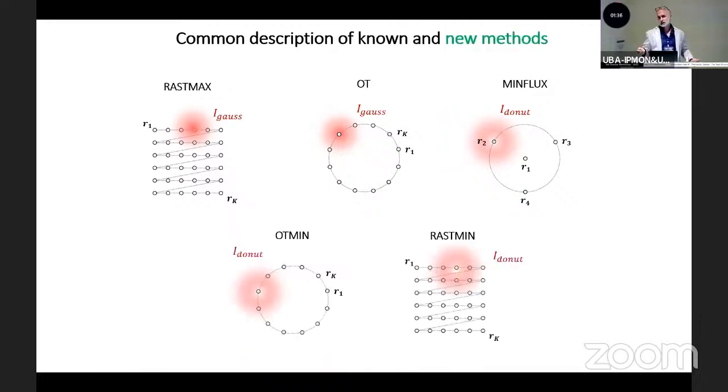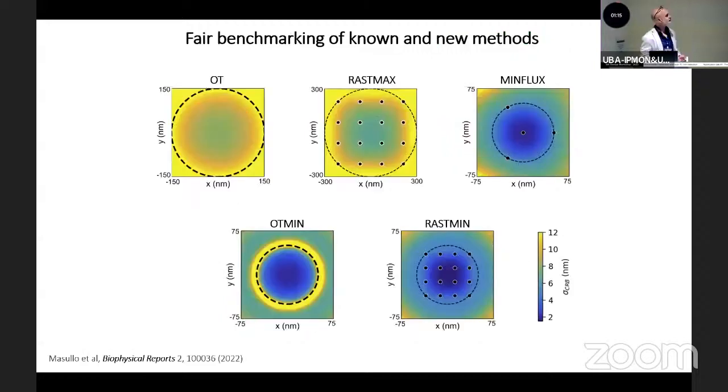But now you can come up with new methods. Why not do orbital tracking with a minimum? It's possible. Why not? Or why not raster scanning a minimum? Right? You could also do that. So that's what we did in this work. We just tested all these methods under the same framework to make a fair comparison. And if you do that, this is the optimum configuration, let's say, for each one of these methods. What you see here is the localization error using 500 photons. Okay? Here you see orbital tracking, this raster scan with a maximum, MINFLUX, orbital tracking with a minimum, and raster scanning a minimum.